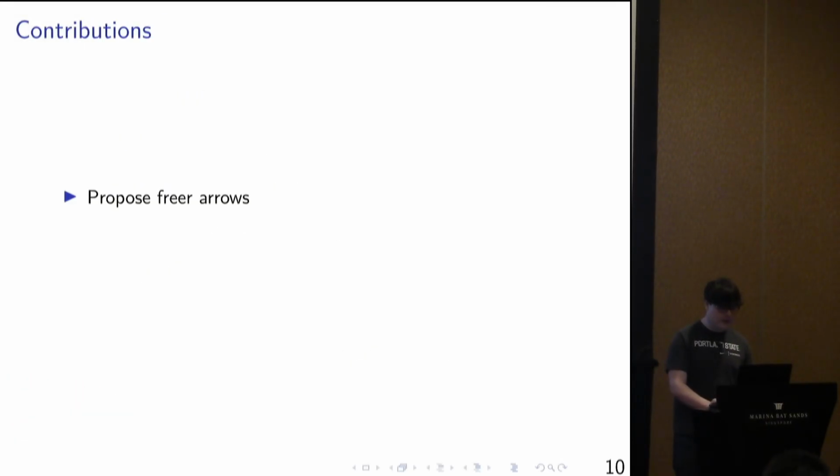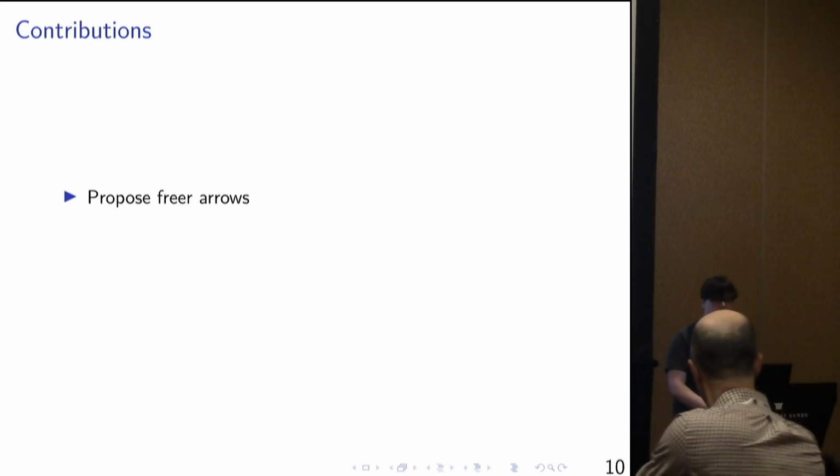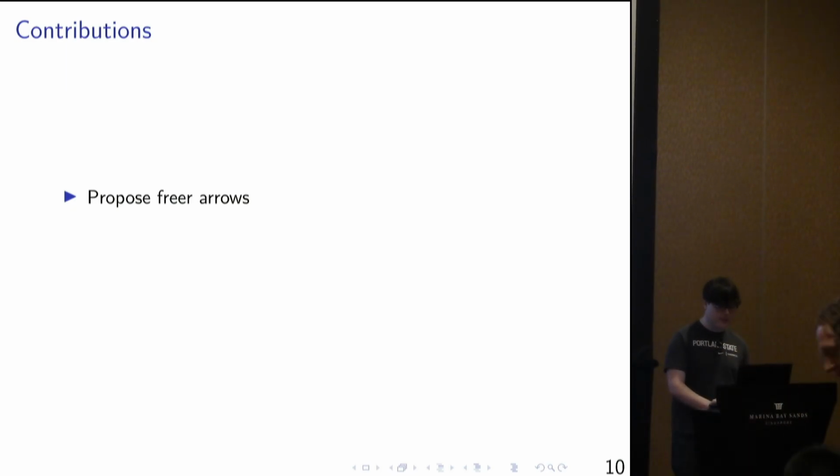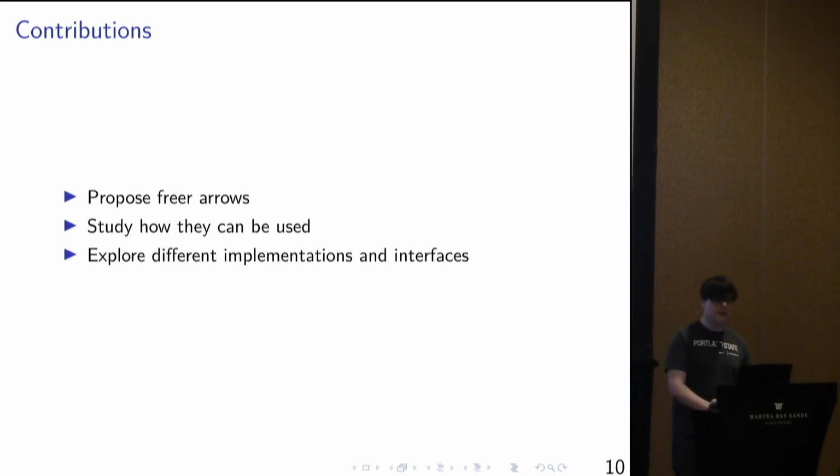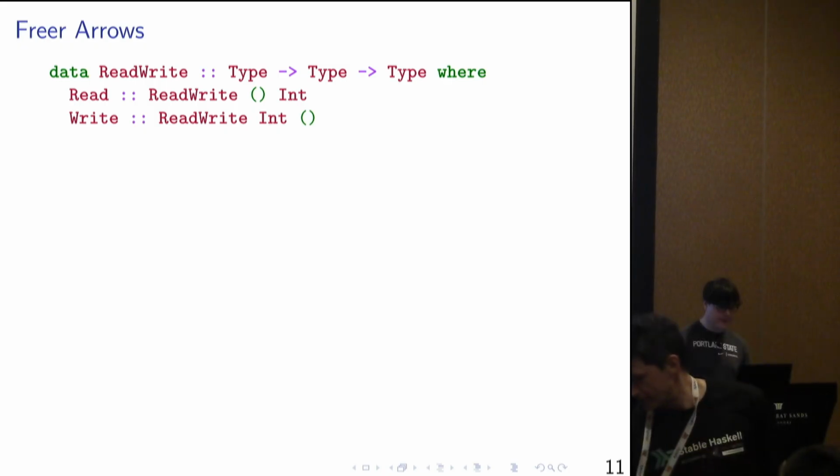So, starting with an introduction, we make some contributions in our paper. We propose the freer arrows data structure for writing embedded domain-specific languages in Haskell, and we study how they can be used and explore different implementations and interfaces that you can use to interact with them.